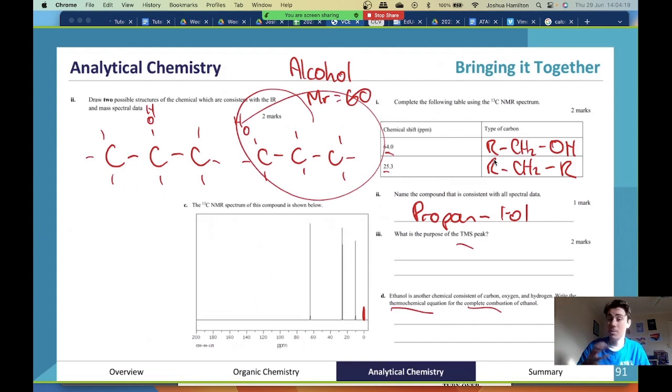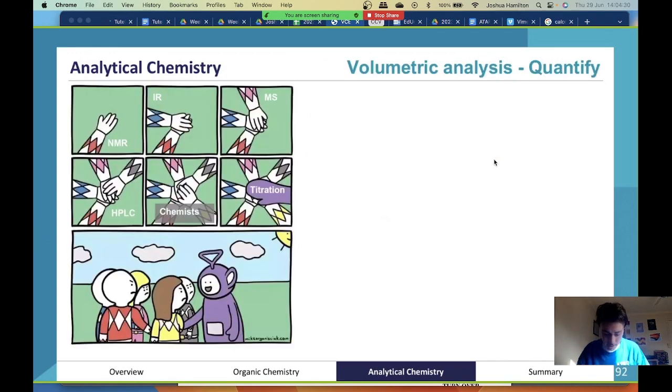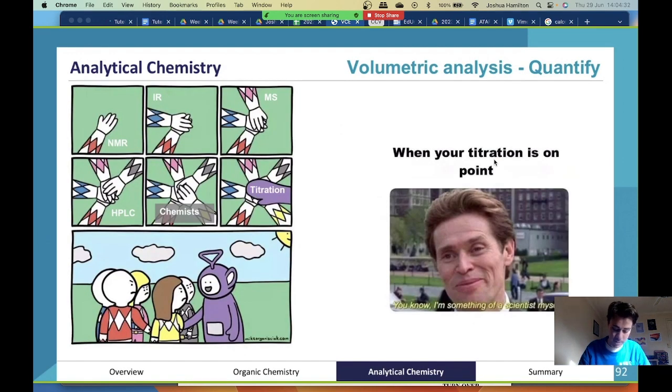But that is an example of how you use all your information in an analytical question. This is a pretty straightforward one, but it's a good one to start off on. Nonetheless, that is analytical chem. There's also volumetric analysis, which you're welcome to have a look at. That's titrations. You need to go through that yourselves. This is Year 11 stuff, so you can go through your Year 11 notes and have a look at it.